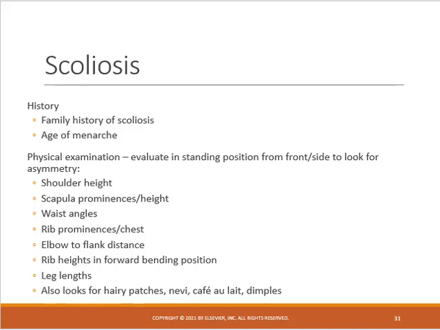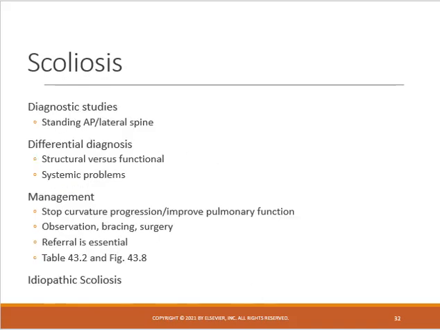On physical exam, you're going to want to evaluate a standing position from the front and the side to look for asymmetry. You're looking for shoulder height, scapula prominences, the waist angles, rib prominences, elbow to flank distance. You're wanting to check all of those balances. You're also wanting to check for any hairy patches, nevi, cafe au lait signs, or dimples.